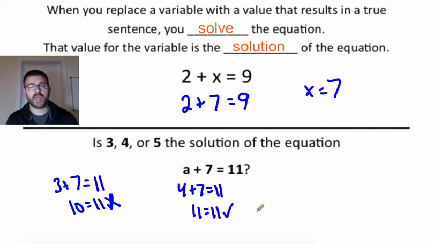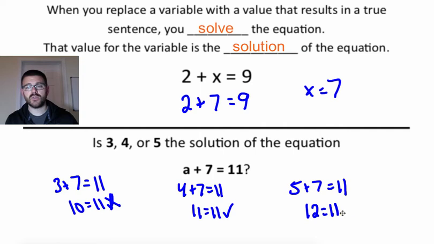I want both sides of my equal sign to be equal or equivalent to each other. So here I plug in a 5. 5 plus 7, is that equal to 11? Well, 5 plus 7 is 12. Is that equal to 11? No. So the solution to our equation would be 4, the number that I could plug in place of the variable to make a true statement. I want both sides of that equal sign equal.